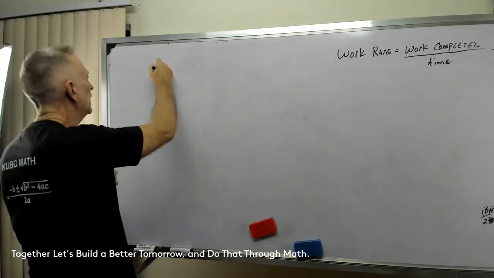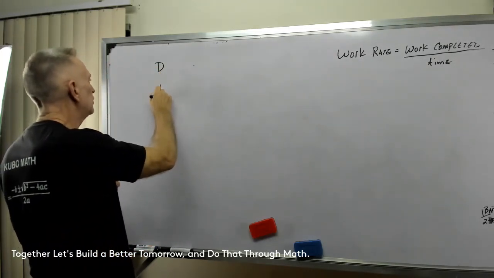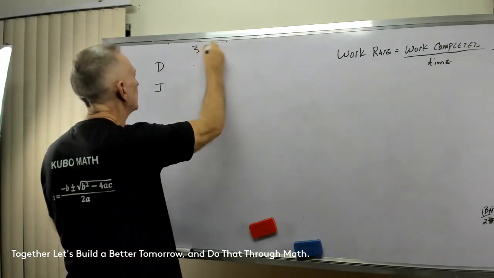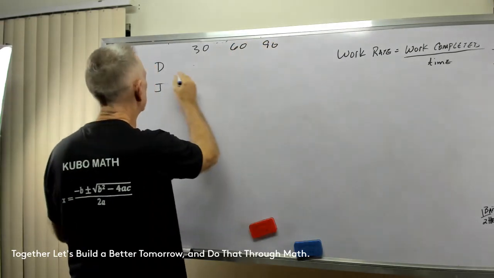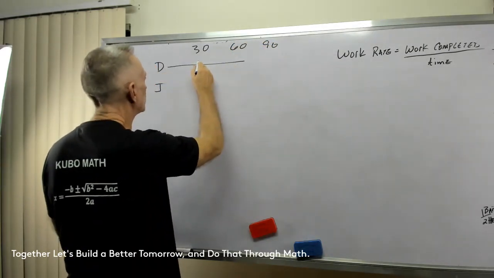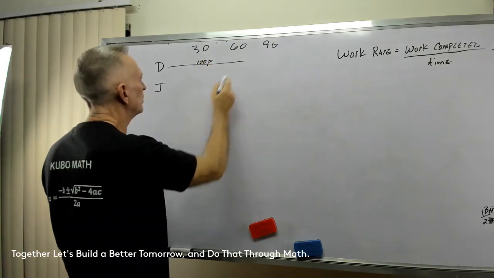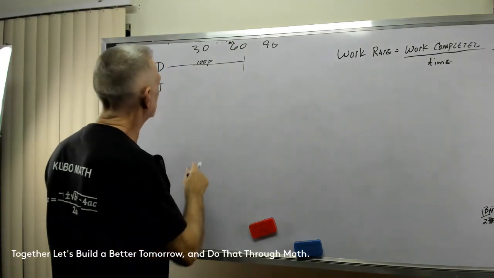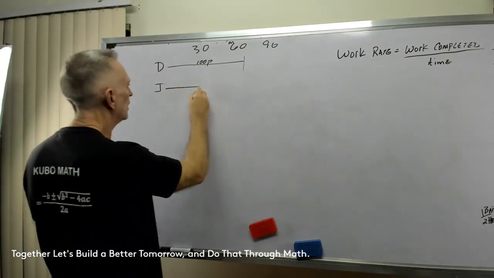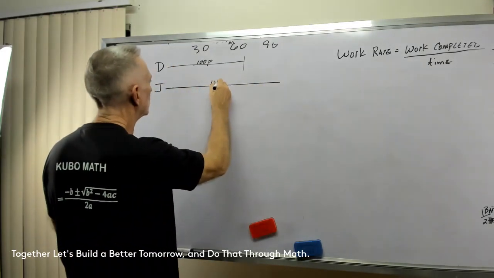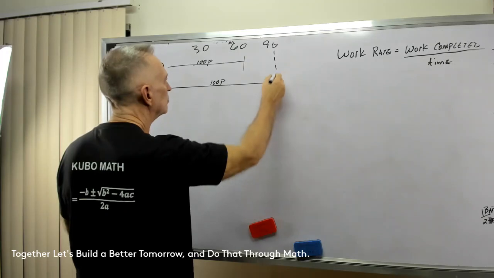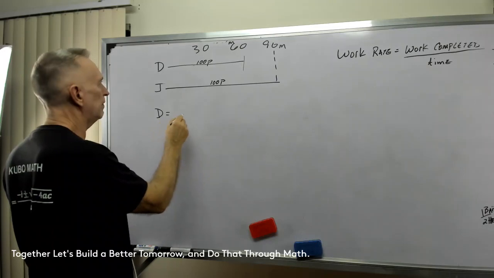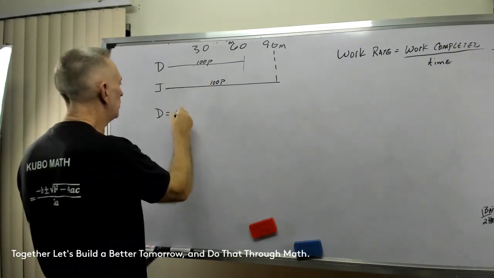Let's say we have two guys delivering papers. We have David and John. D for David, J for John. And let's see, 30, 60, 90 minutes. So David can deliver 100 papers, P for papers, in 60 minutes. M for minutes, okay? 60 minutes. John can deliver 100 papers in 90 minutes. 90 minutes.